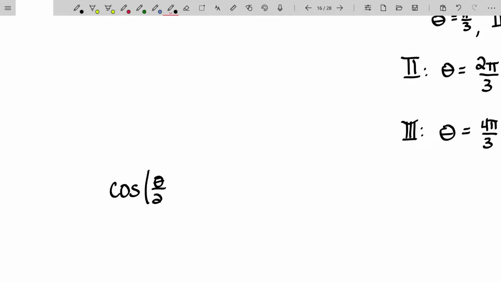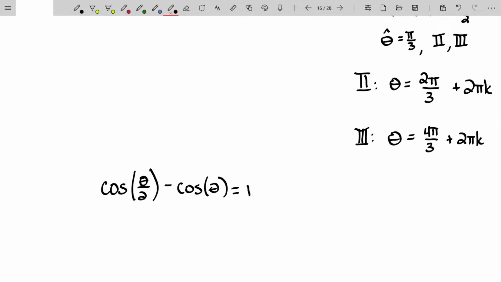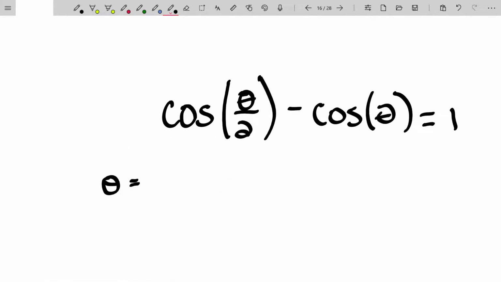And what was the other part? Minus cosine of theta. And it's supposed to equal 1. All right. So let's go ahead and go through each of these solutions one by one. Let's do the 2 pi over 3. By the way, if the 2 pi over 3 fails, then any rotation of that will also fail. So checking, theta is equal to 2 pi over 3.